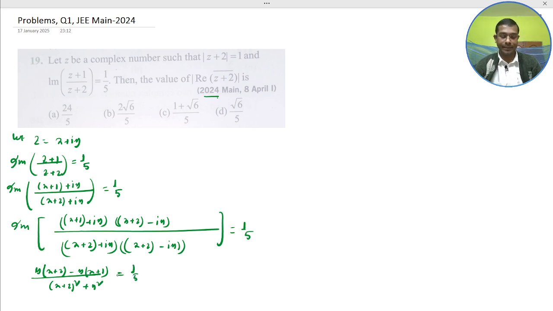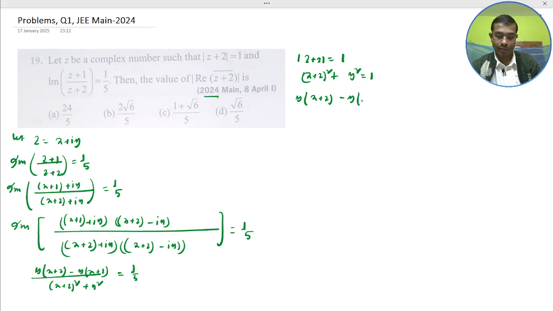And here given the mod of z plus 2 equal to 1. So this would be (x plus 2) whole square plus y square equal to 1. Just calculate y into (x plus 2) minus y into (x plus 1), that would be 1 by 5. So after simplification you would get y equal to 1 by 5.